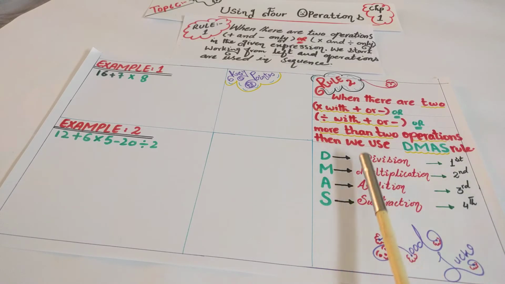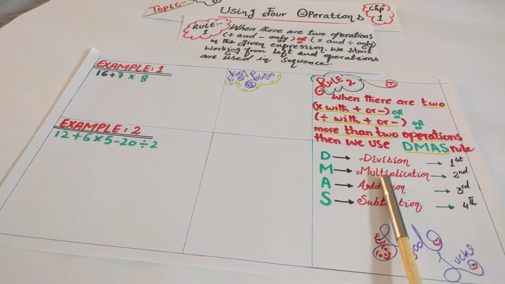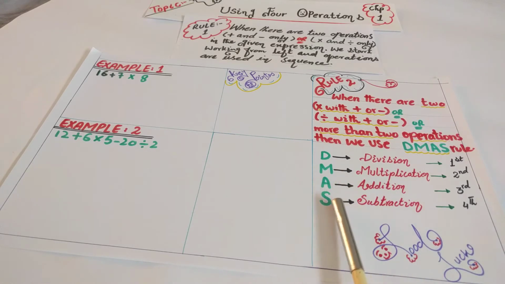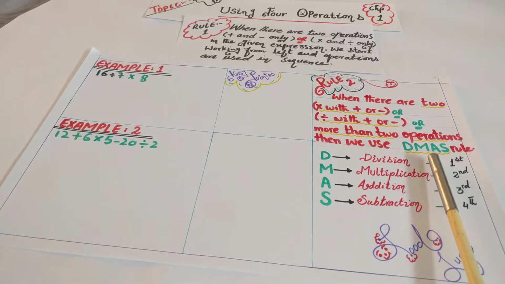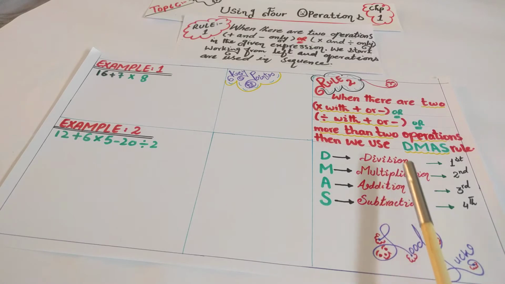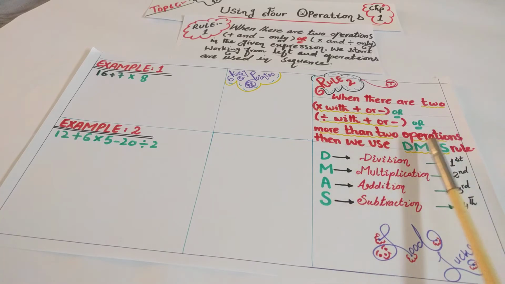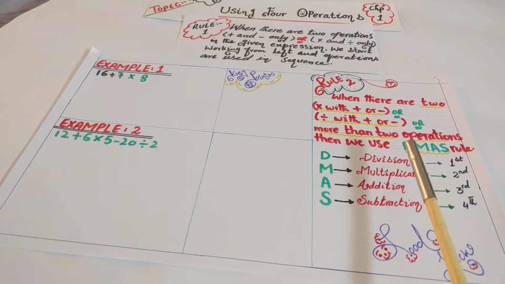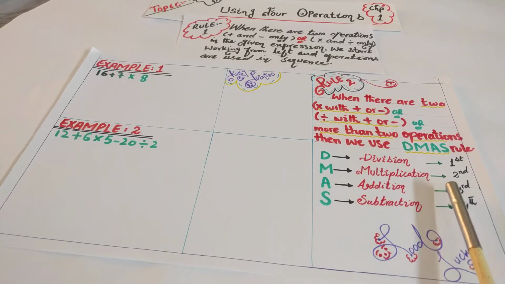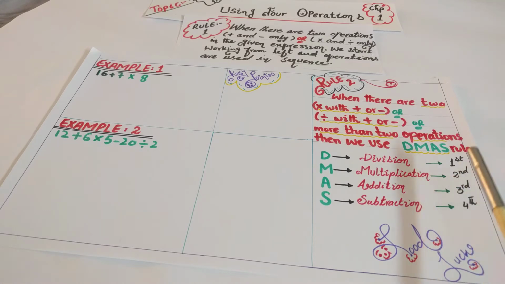D, here D is for division, M for multiplication, A for addition, S for subtraction. DMAS is actually the four operations: division, multiplication, addition and subtraction. And what is the DMAS rule? DMAS rule is actually the order of operations, that is how we can use the operations in the given expression. There is an order. We cannot use the operations by ourselves. There is an order. What is the order?